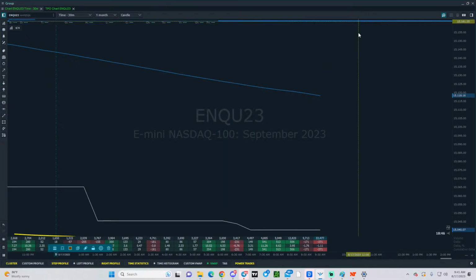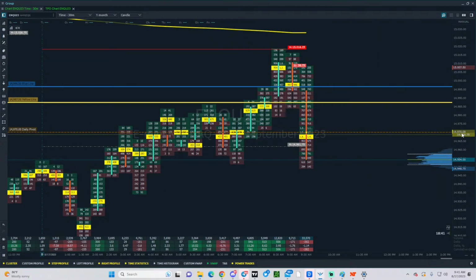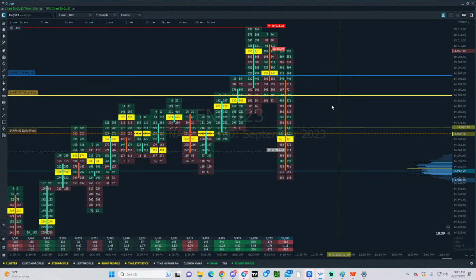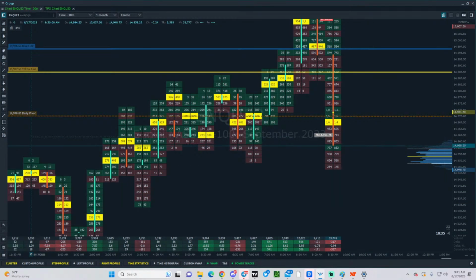Let me bring this down here. So there you go, this is below pivot right now, and it's trying to bounce here from the London opening. That could be a nice little scalp if we get any sort of indication the price is moving up.